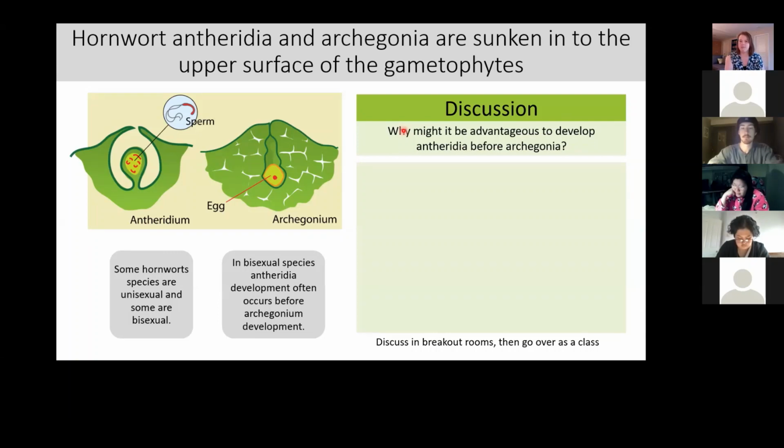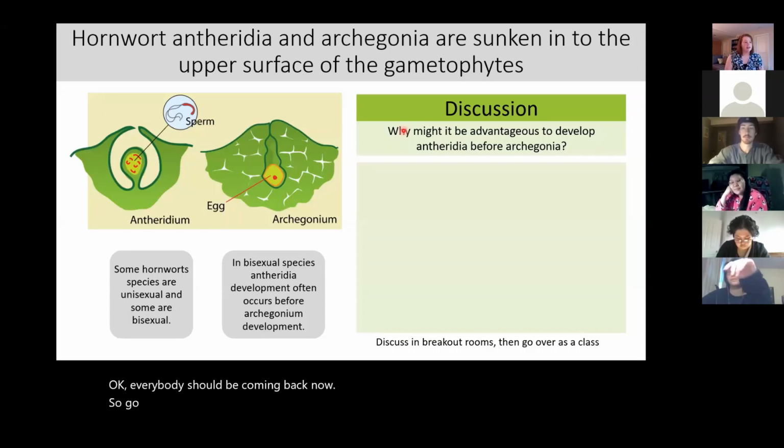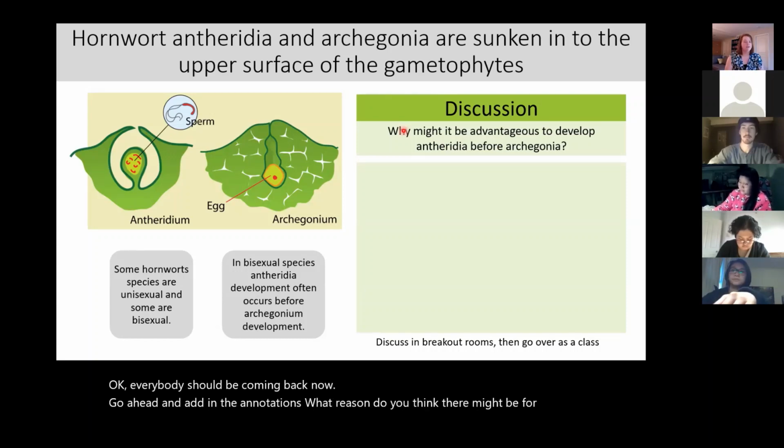Okay, everybody should be coming back now. So go ahead and add in the annotations what reason do you think there might be for the antheridia to develop first?